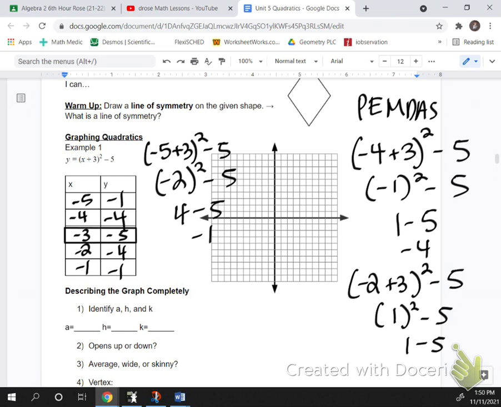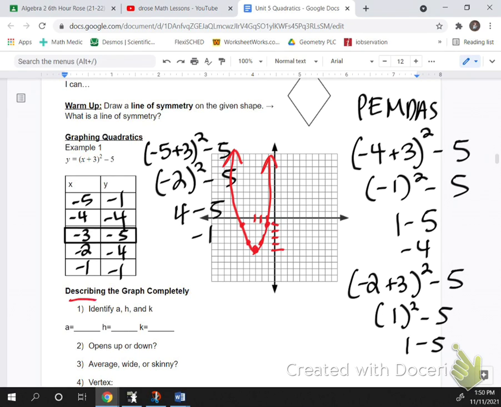So now you're going to graph the points. The vertex is at -3, -5. Then we're going to keep graphing all the points. And then we're going to draw in our parabola with arrows at the end.